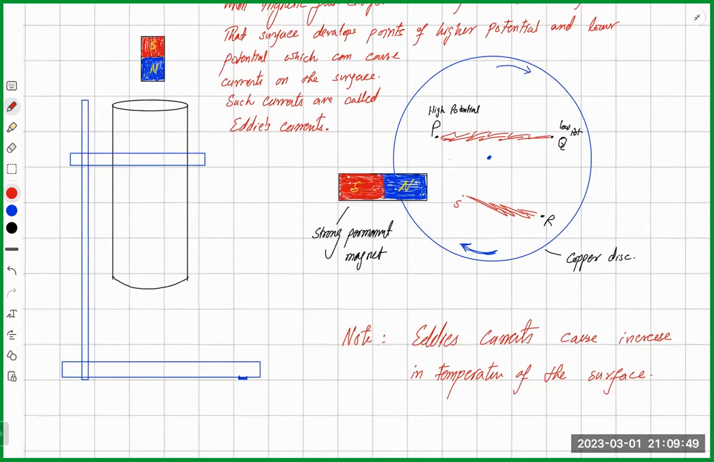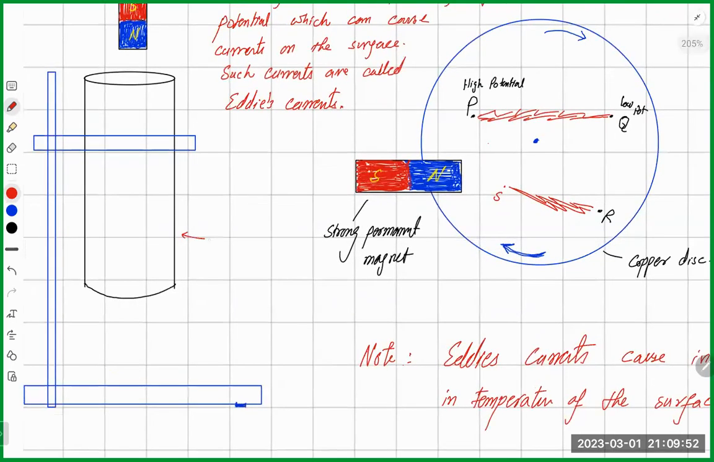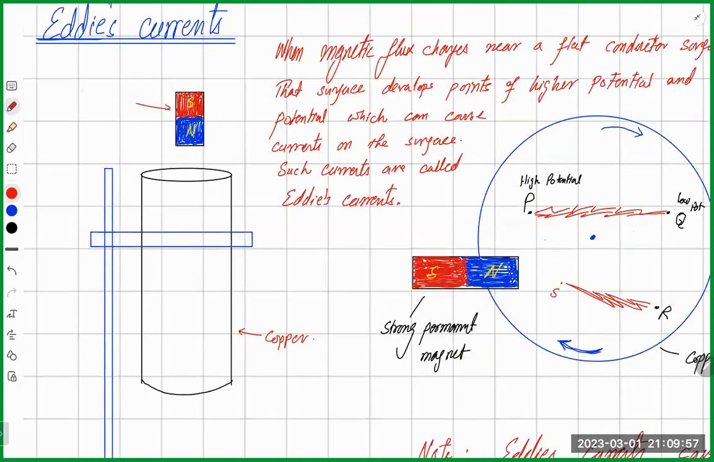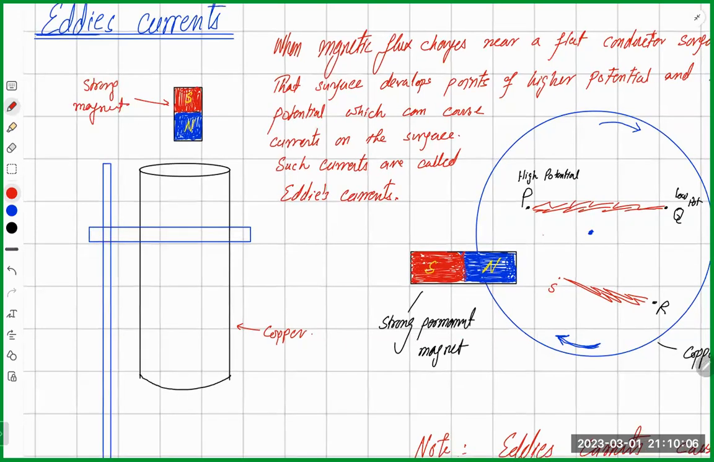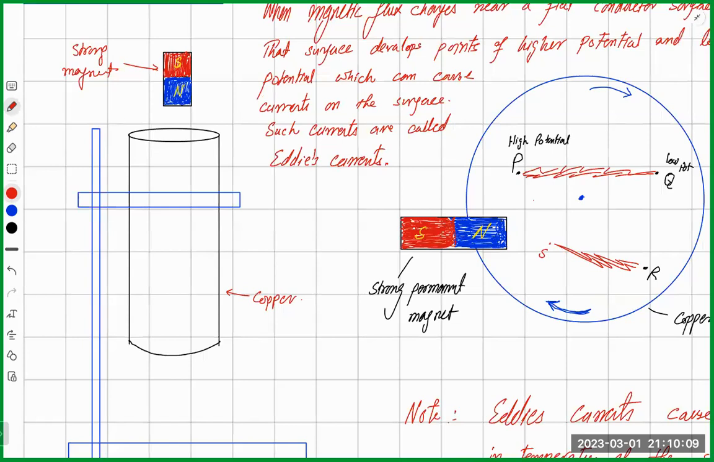And if this is a copper pipe and we drop a strong magnet through it, why will this magnet slow down inside the copper pipe, even if it is not touching the copper pipe? What will happen is when it is passing through the copper pipe, the copper pipe will not be acting as a conductor, like a wire-like conductor or a rod-like conductor. It will be acting like a surface.